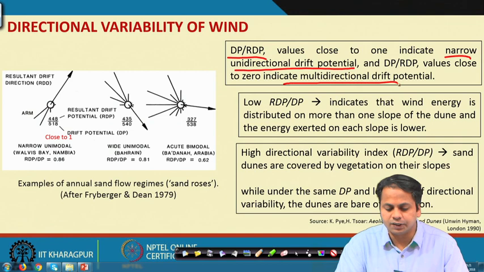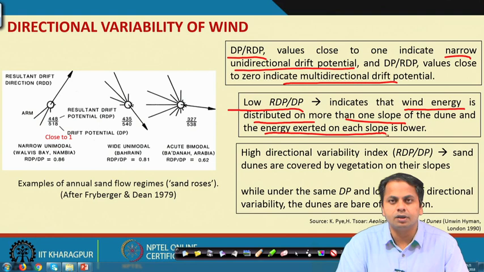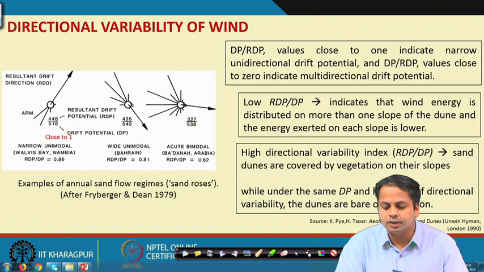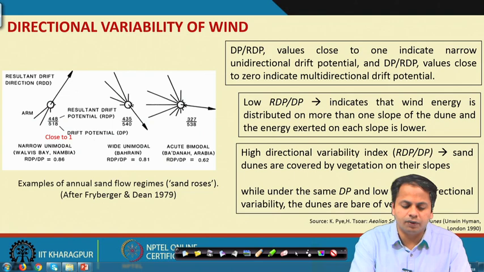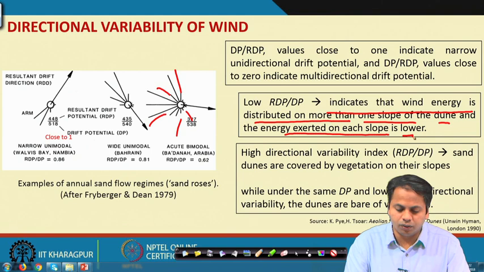If the ratio of RDP by DP is low, it indicates that the wind energy is distributed on more than one slope of the dune, and the energy exerted on each slope is lower. What it means is that the wind energy is distributed evenly in different directions, so there is drift in different directions. That results in a lower RDP by DP ratio.